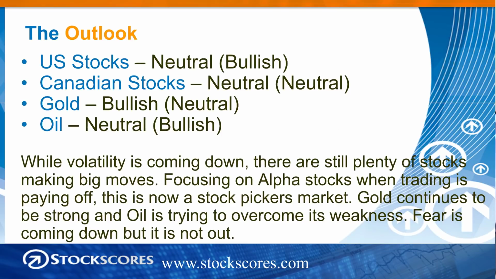All right, so my ratings then: US stocks neutral long-term, bullish short-term. Canadian neutral on both time frames. Gold bullish long-term, neutral short-term. And oil neutral long-term and bullish short-term. We do have a little bit of buying power in the last week. So while volatility is coming down, there are still plenty of stocks making big moves.